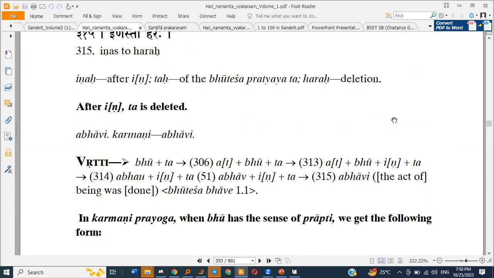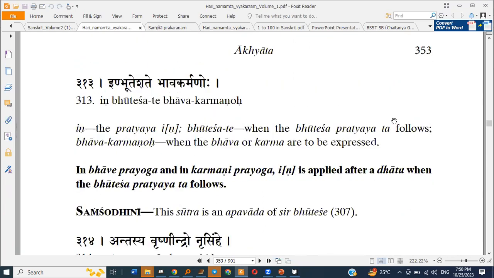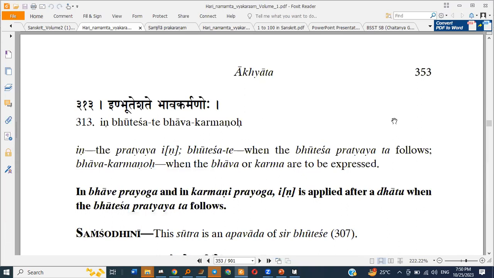Okay, we'll stop here for today. The next one will require a couple of sutras. So please memorize the pratyayas and work on the declensions. Please do decline the forms. That will really help.